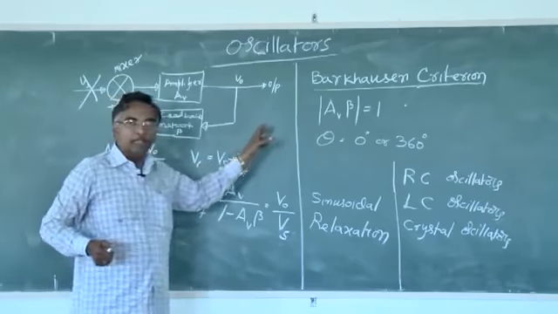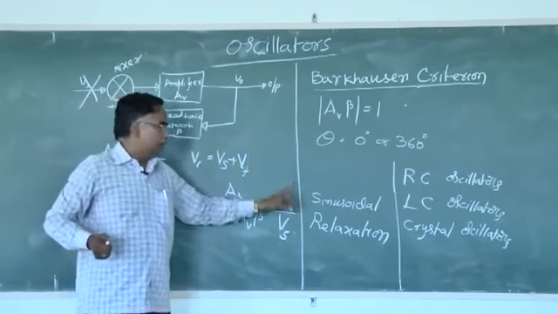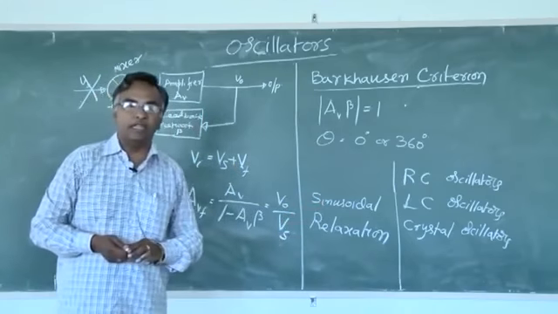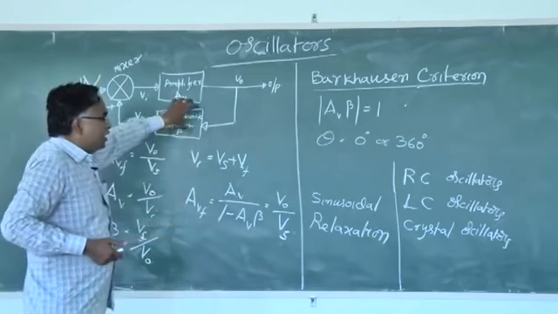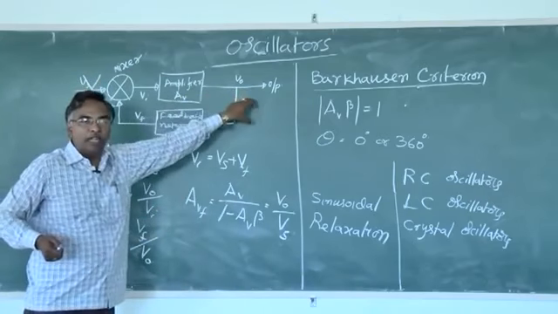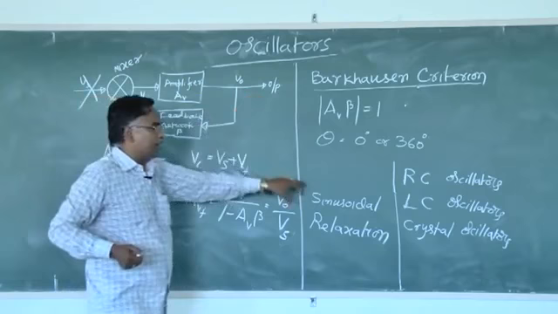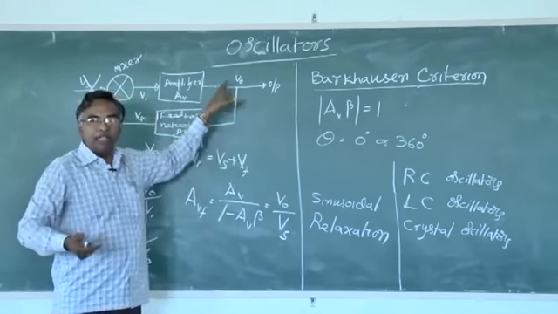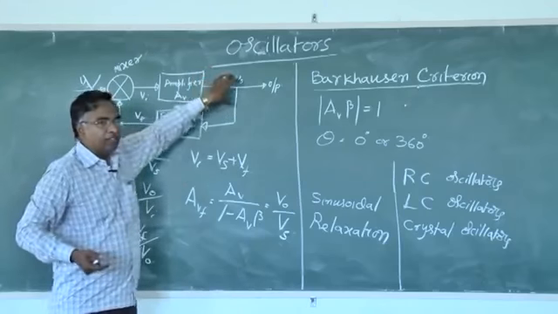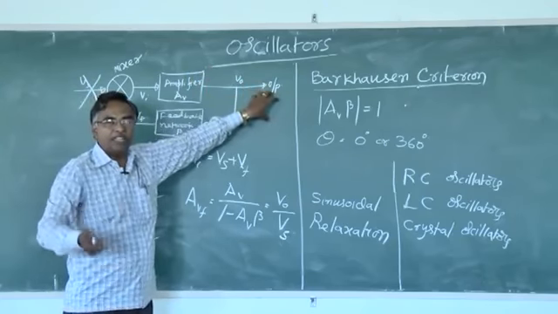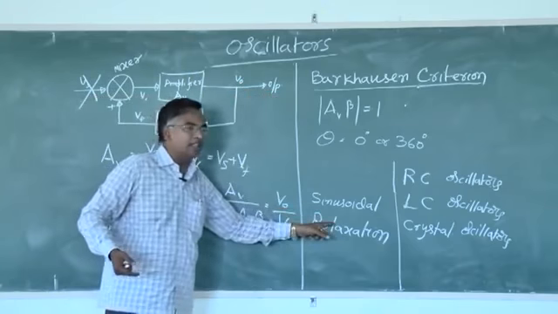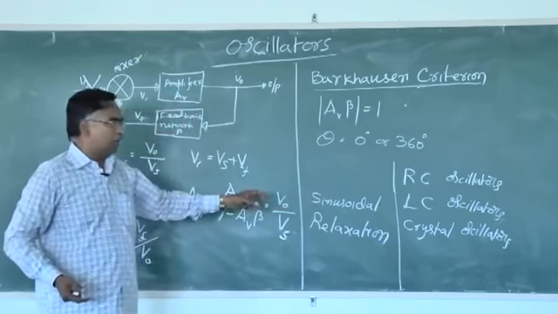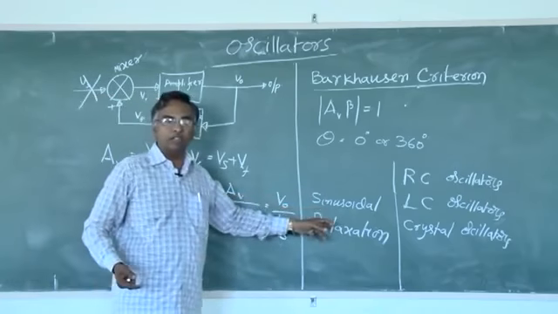Now coming to the classification of oscillators, the two types are sinusoidal oscillators and relaxation oscillators. Any oscillator which generates an output signal in the form of a sinusoidal shape is called a sinusoidal oscillator. Any oscillator which generates a signal whose shape is other than sinusoidal is called a relaxation oscillator. Those are the non-sinusoidal oscillators.